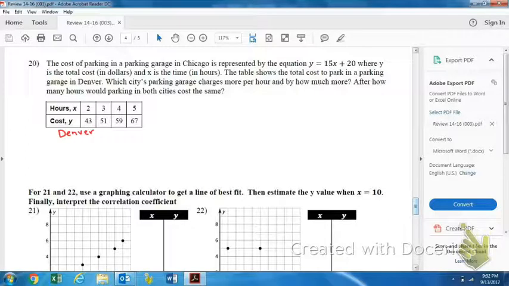Okay, Chicago, they gave you the equation. That was nice. Chicago is going to be y equals 15x plus 20.